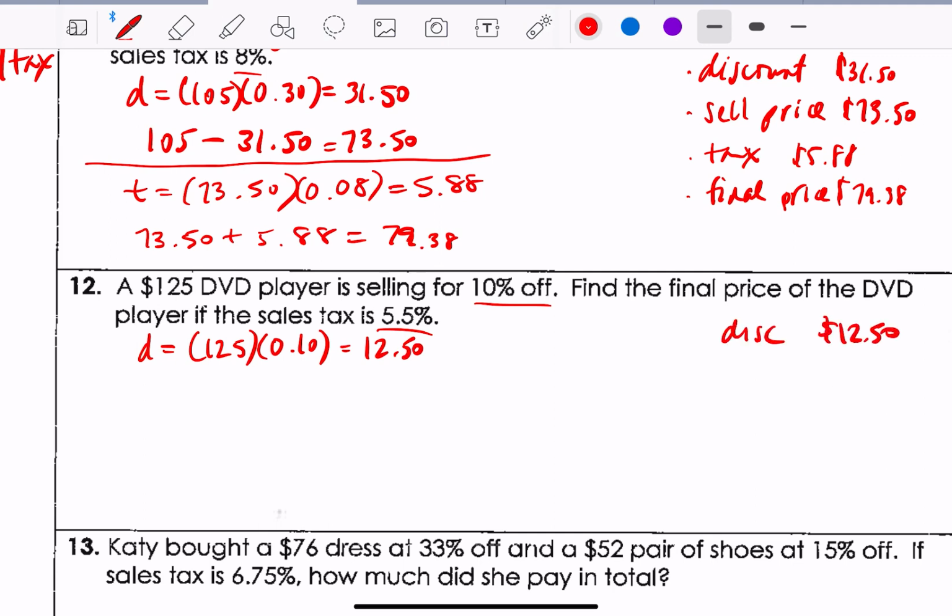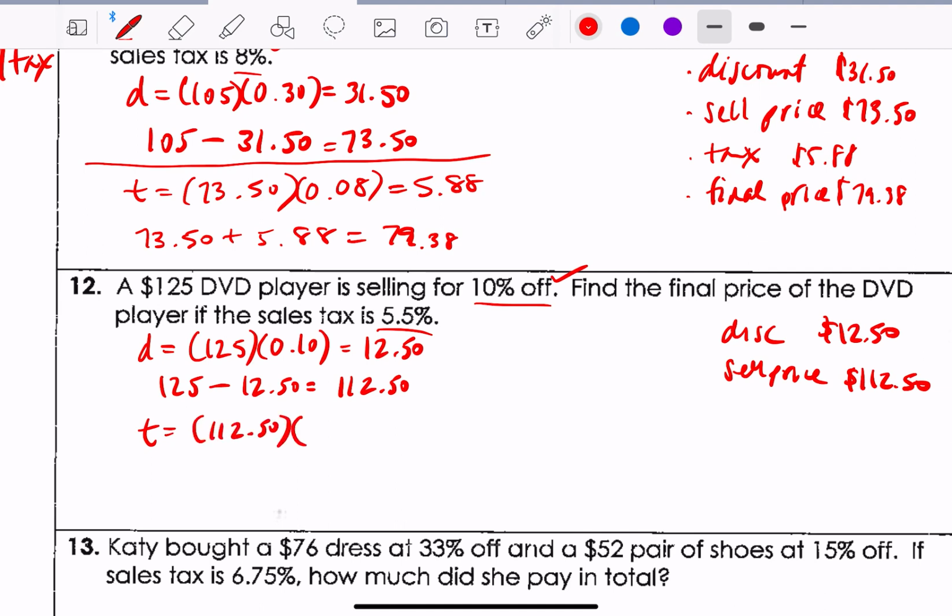So discount, $12.50. So what does this thing sell for after the discount? Well, if it's $125 to start and you're taking $12.50 off, that means it's going to cost $112.50. So the actual selling price is $112.50. So now I did the first part. Now I've got to find the tax on the selling price. So tax, taking that selling price, $112.50, and I'm multiplying it by that tax. So for this, if I move my decimal place 2 places, it's 0.055. So I multiply that, I get $6.19. So my tax is going to be $6.19.